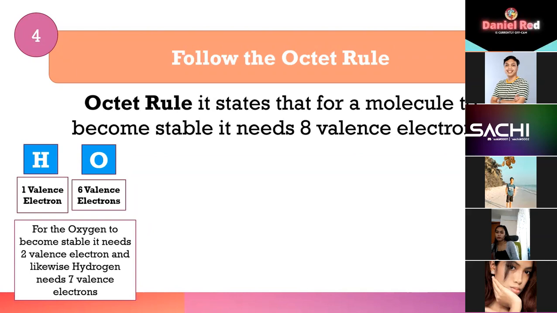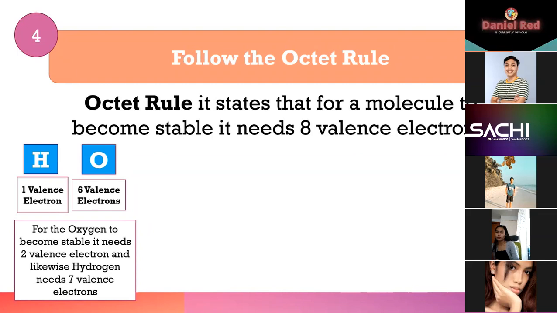Sir, bakit kulang pa rin? Kasi 1 plus 6 equals 7. Sabi nga natin sa octet rule, dapat po 8. That's why it is a polar covalent bonding, because there is an unequal sharing of electrons. Parang nalugi si hydrogen compared with oxygen. Dinonate or shinare ni hydrogen yung kanyang valence electron kay oxygen para si oxygen ay maging stable.